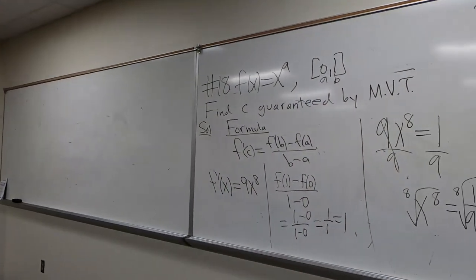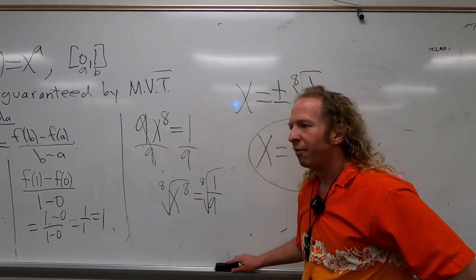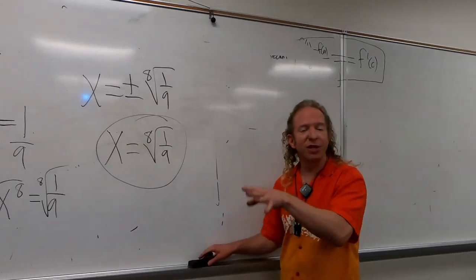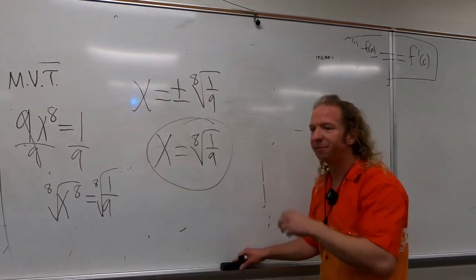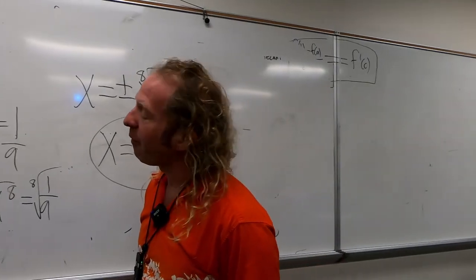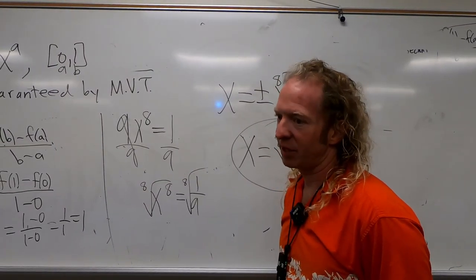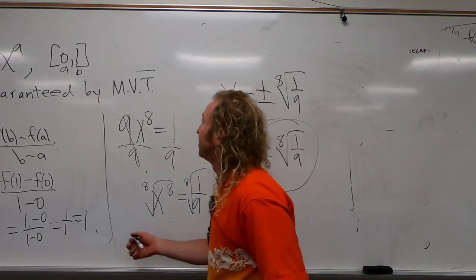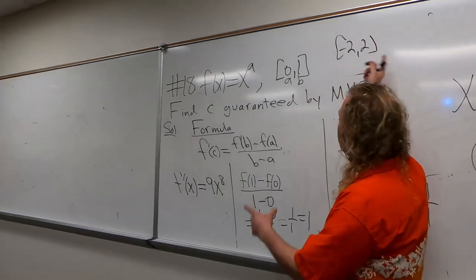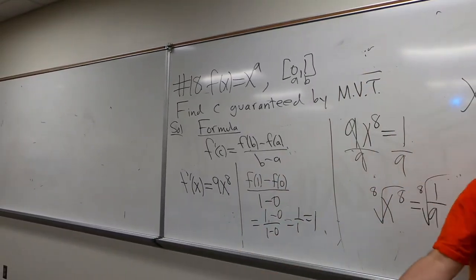We'll do some more now. We're going to keep doing problems. Good question. He asked, when you take an odd root, do you need a plus or minus? No. Another student asked, if the interval was negative 1 to 0, would you do the negative? Yes. And if it was, say, negative 2 to 2, then you would do both. You would have different answers, though, but yeah, you would do both.